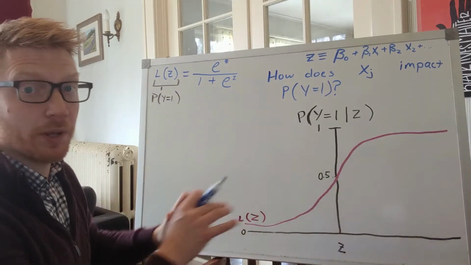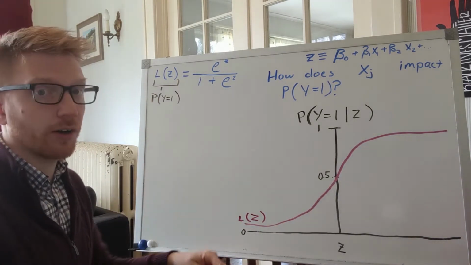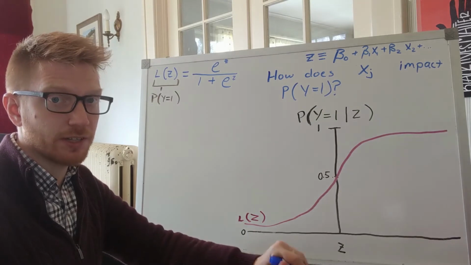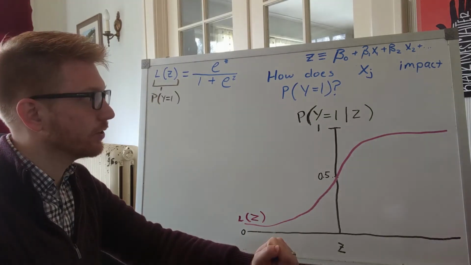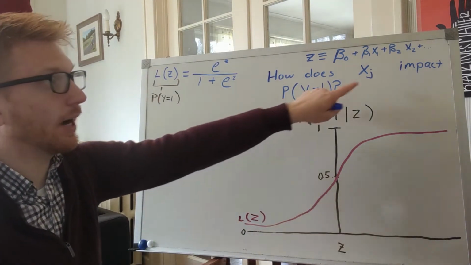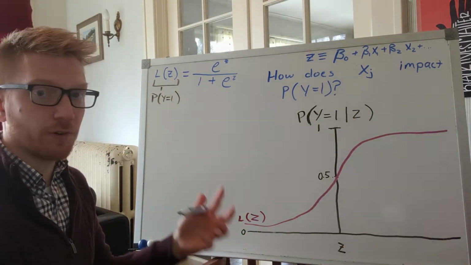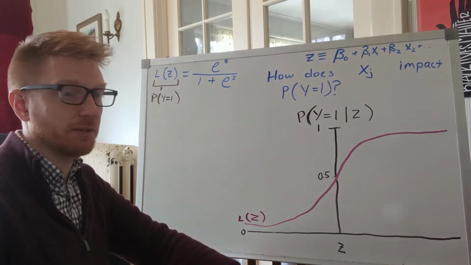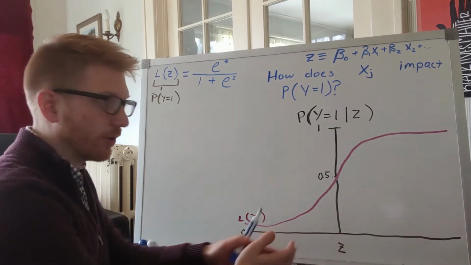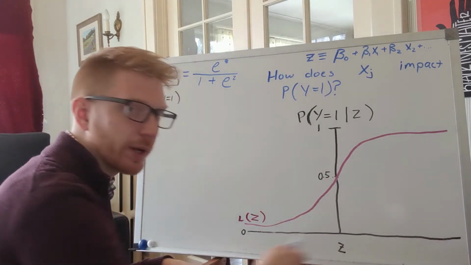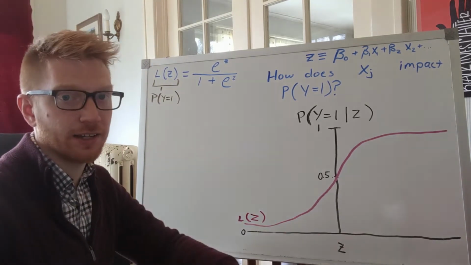So what we need to realize is there are going to be a couple things that factor into this question, how xj impacts our probability. The first is, well, what was our probability before? What was our value of z before? Where were we before we changed x?